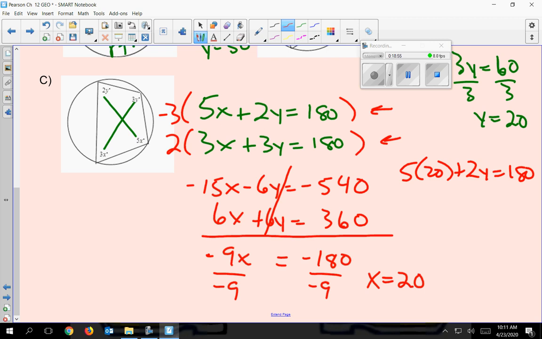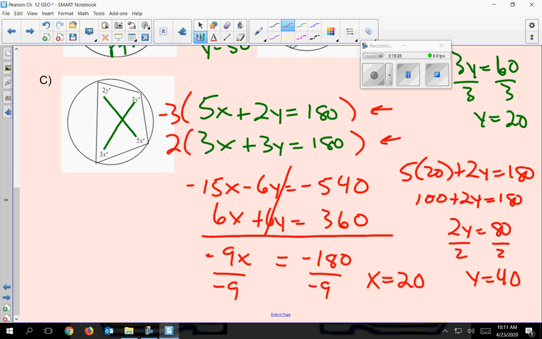I'm going to go ahead and solve that. 5 times 20 is 100. And I'm going to subtract 100 from both sides. And I'll go ahead and divide by 2. Y is 40. Okay, so I've got 2 solutions there for my variables, but I want to use that to check to make sure this all works. So I'm going to go back to my picture and plug these in.